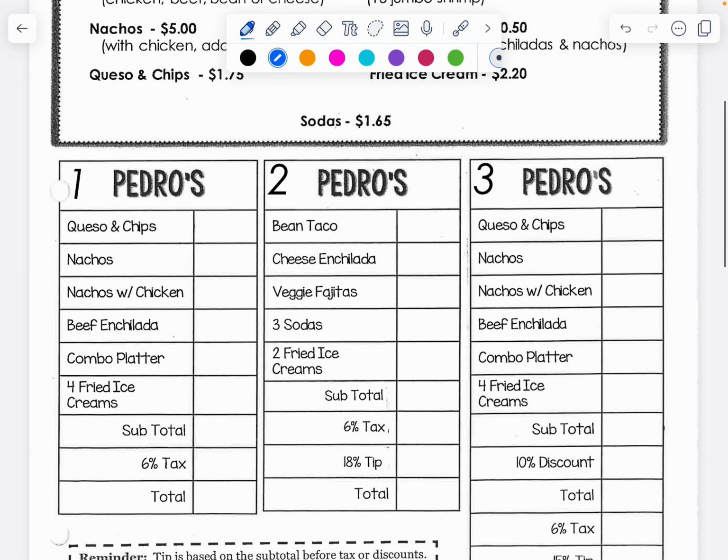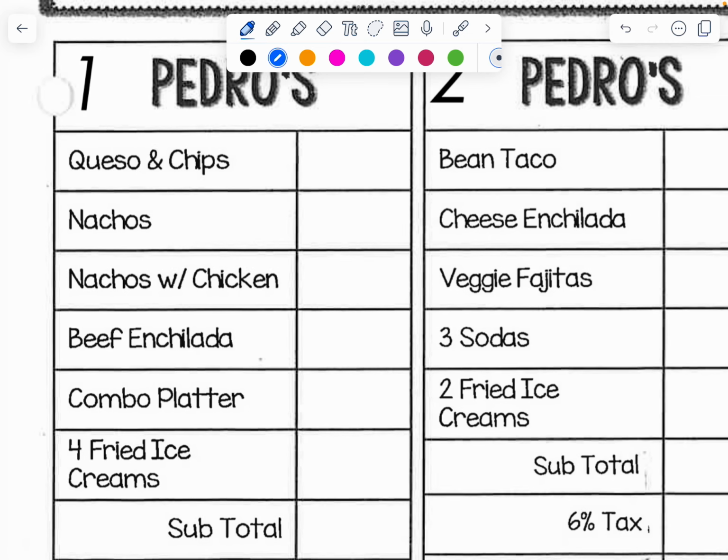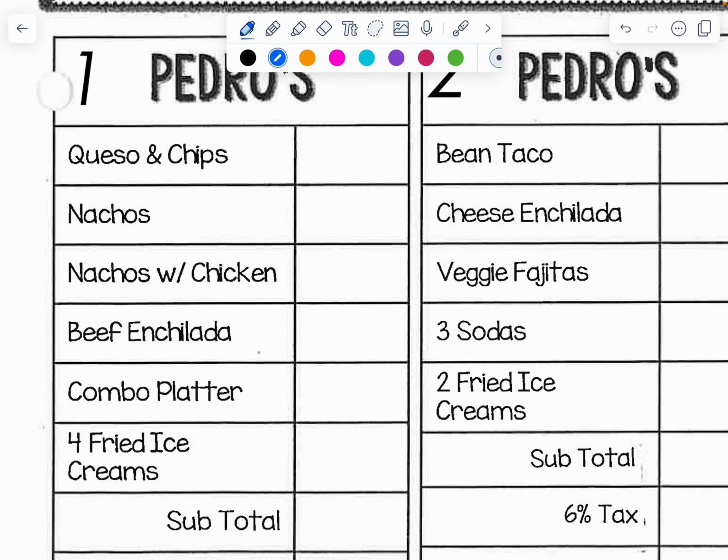We're going to go to ticket number 1. So take a look at ticket number 1. They ordered 1, 2, 3, 4, 5, 6 different items. Go ahead right now and we're going to fill in how much each costs. So look above at the menu. For example, queso and chips would be $1.75. Go ahead and keep looking at the menu and fill in how much each item would cost.